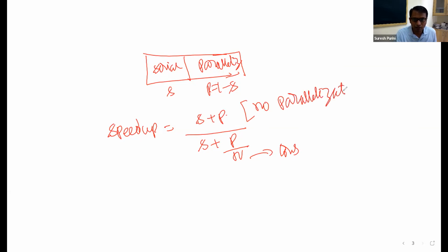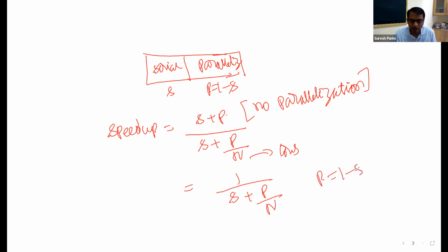And then in the denominator, we are trying to parallelize our program using N cores. And if you think of S plus P, the whole thing, as 1 unit, that's what we are doing here, then this is equal to 1 by S plus P by N. So P is equal to 1 minus S, that we are anyway having.